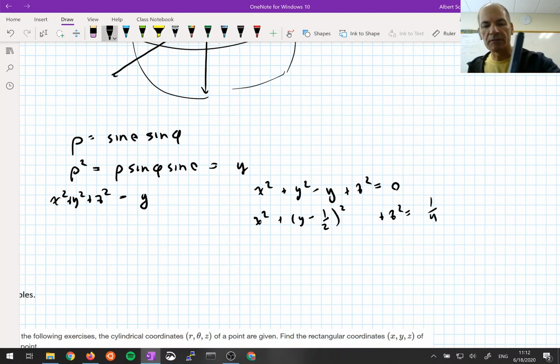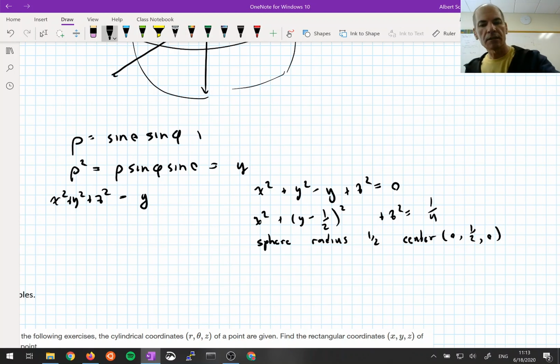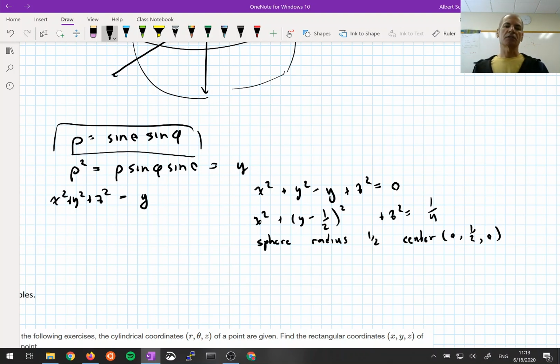And now we see we have a sphere of radius 1/2 and center (0, 1/2, 0). Certainly looking at this, we have no intuition about that. But if we do a little bit of manipulation, we go over to Cartesian coordinates where we have a lot of intuition, we can gain insight and figure out that this is what the surface should look like.